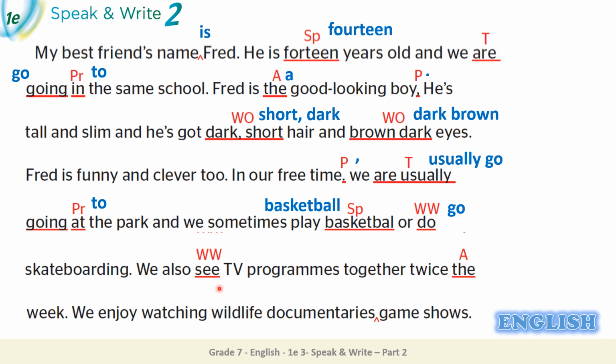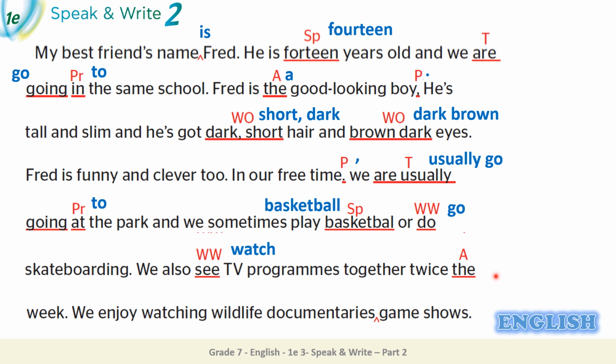We also see TV programs together twice a week. We have two mistakes. What is the correct answer? That's perfect. WW, it means it's the wrong word. And the correct word is watch. We watch TV programs. We don't see TV programs. And A, what is the correct answer?